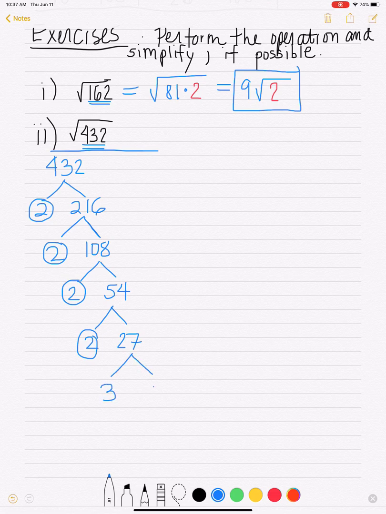3 times 9. 3 is a prime. 9 is not a prime. 9 breaks down into 3 times 3. These are all primes now. All right, so we have a bunch of copies of what? 2. We have 1, 2, 3, 4 copies of 2. We have 2 to the 4th power, and we have 3 to the 3rd power.